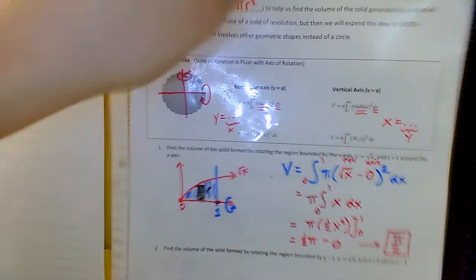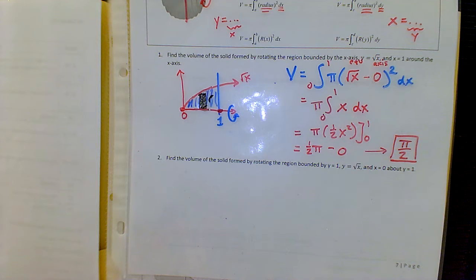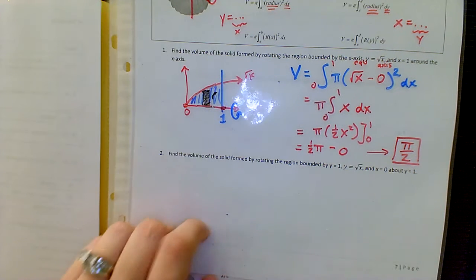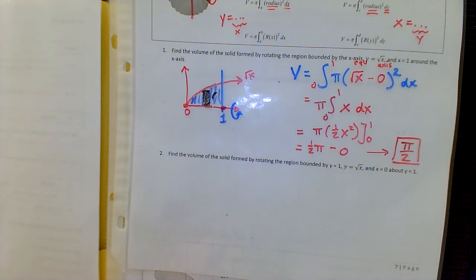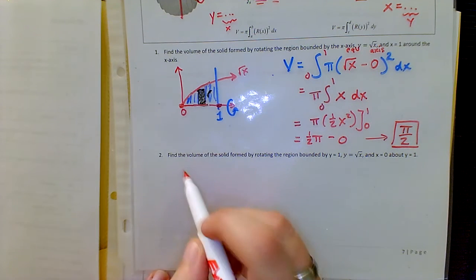All right, let's go ahead and check out the next one. Find the volume formed by rotating the region bounded by y equals 1, the square root of x, and x equals 0 about the line y equals 1. Let's go ahead and draw a picture.